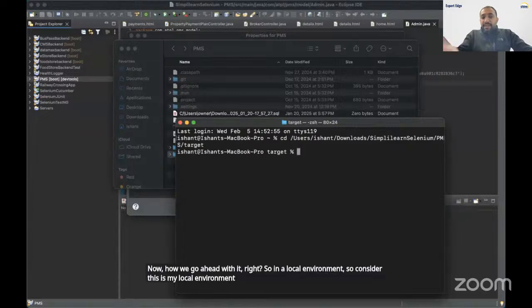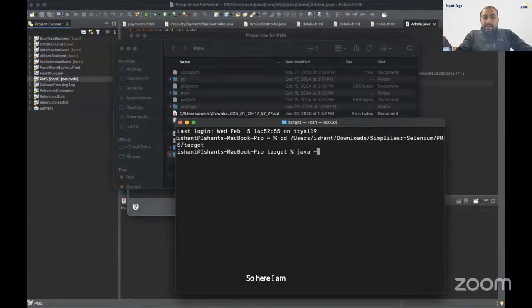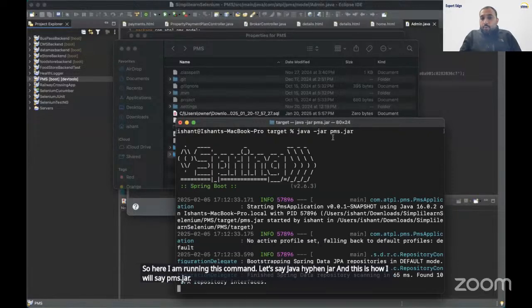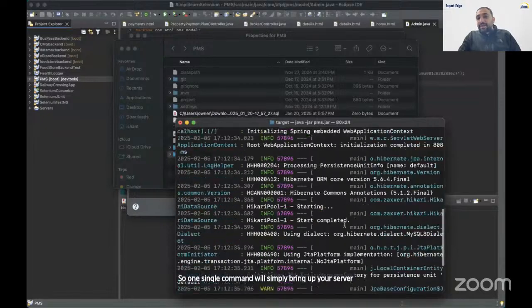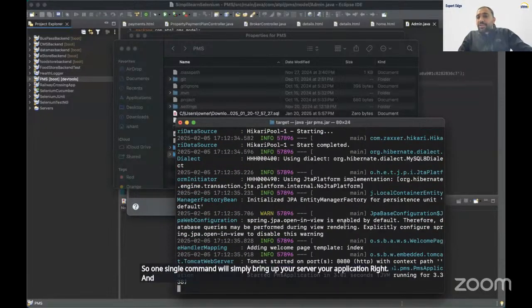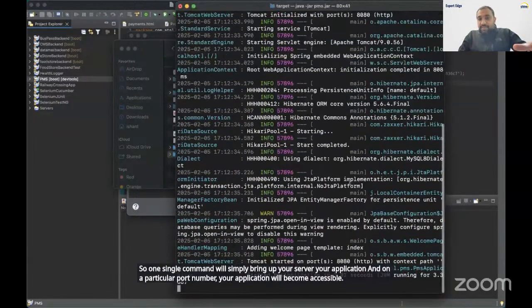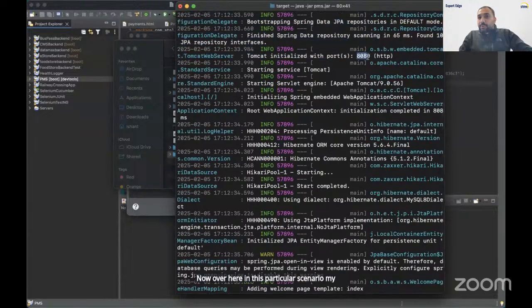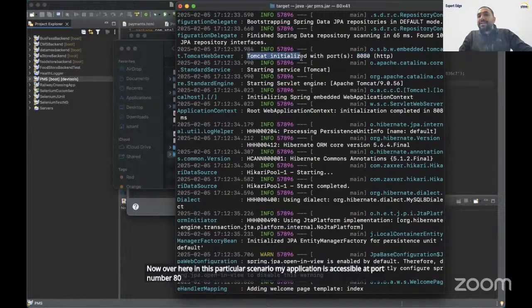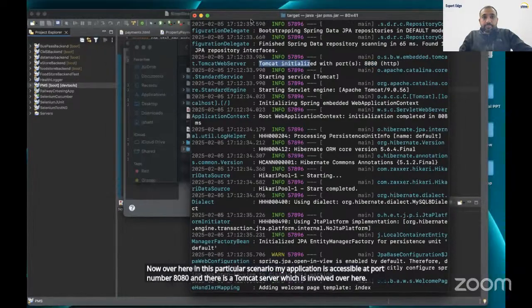Right, so here I am running this command, let's say java -jar pms.jar. So one single command will simply bring up your server, your application, right? And on a particular port number, your application will become accessible. Now over here in this particular scenario, my application is accessible at port number 8080, and there is a Tomcat server which is involved over here.